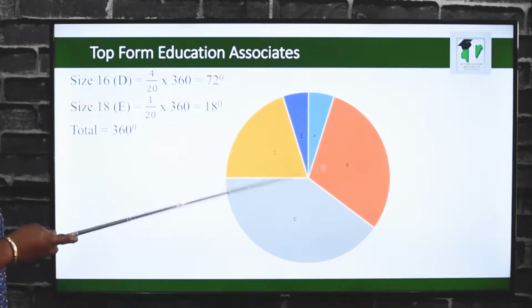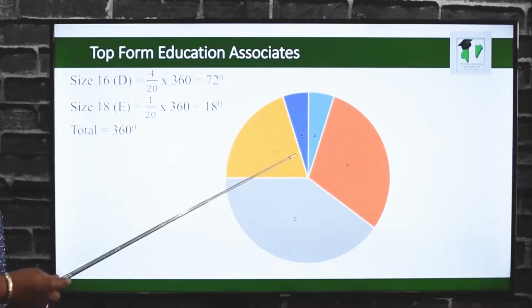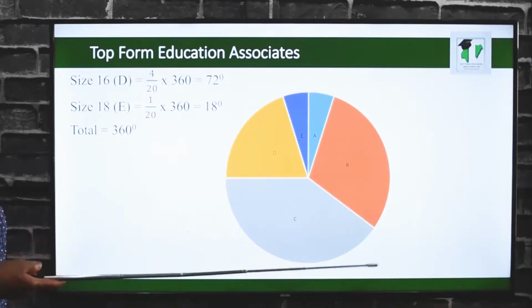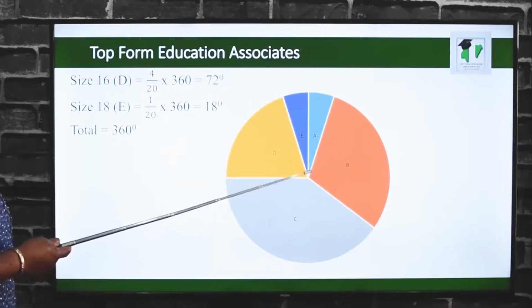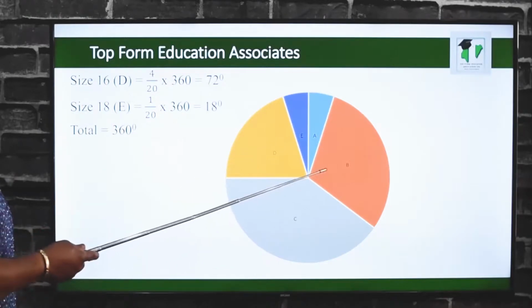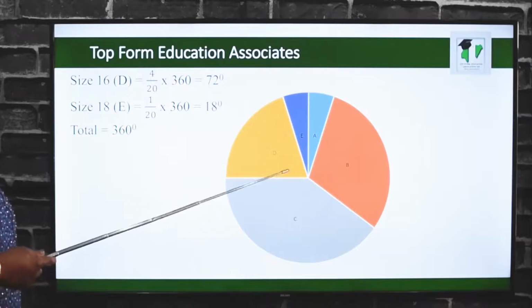So in the pie chart now, we are not showing the sizes, but we are showing the types. Another thing you can observe is that we are using different colors to represent each shoe type and each sector.